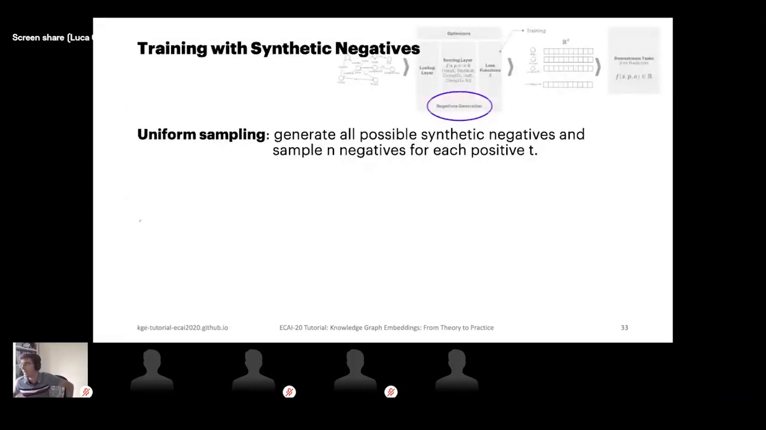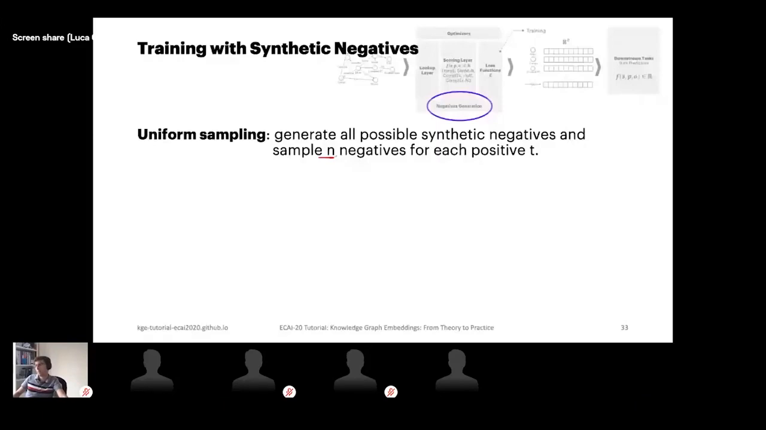So once we have defined what the negative examples are, we have to decide a way to use them in practice during training. And in the literature, there are different techniques, one being uniform sampling. That means that we generate all possible synthetic negatives, right? And then we sample those negatives for each positive. We just take a few negatives for each positive, and we go ahead with training, right?